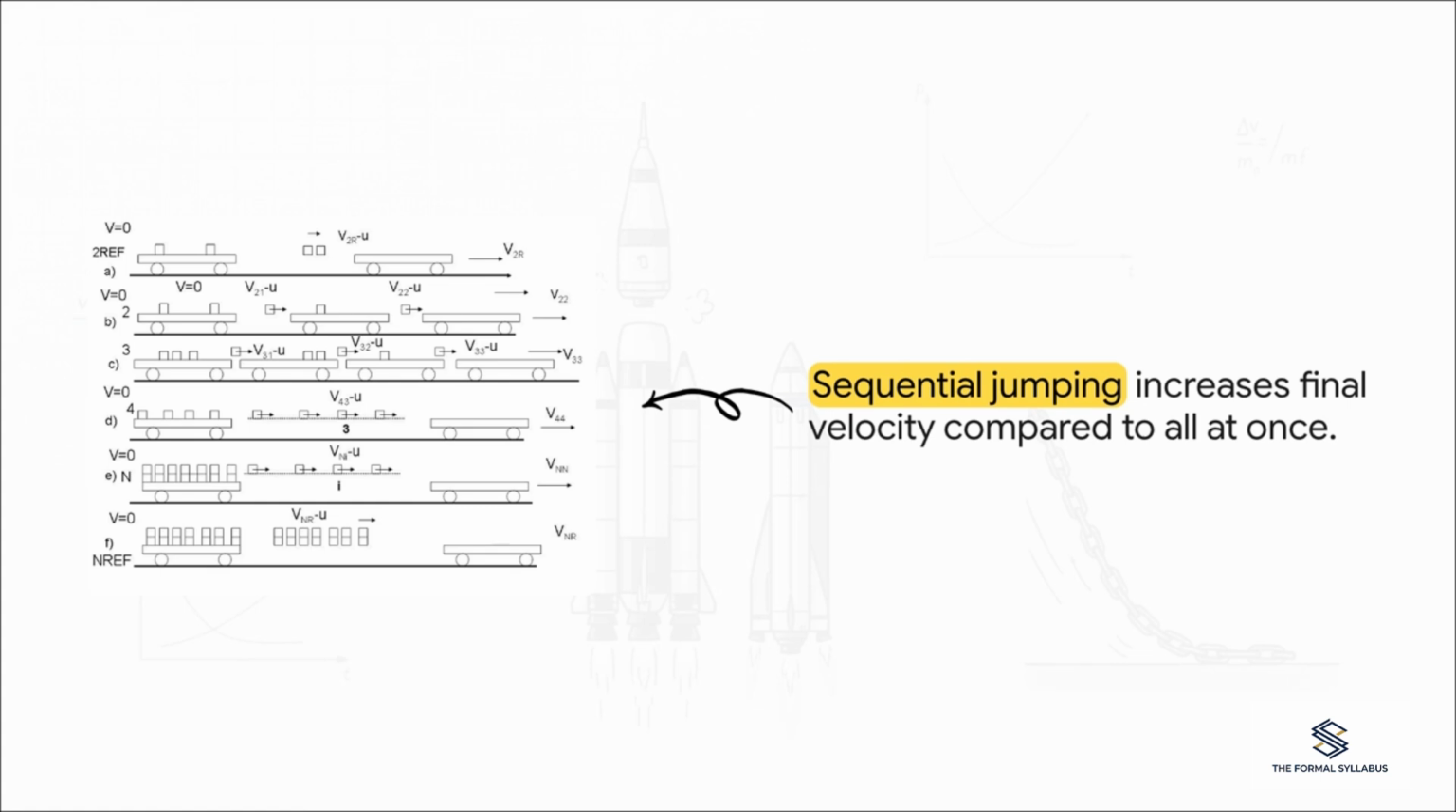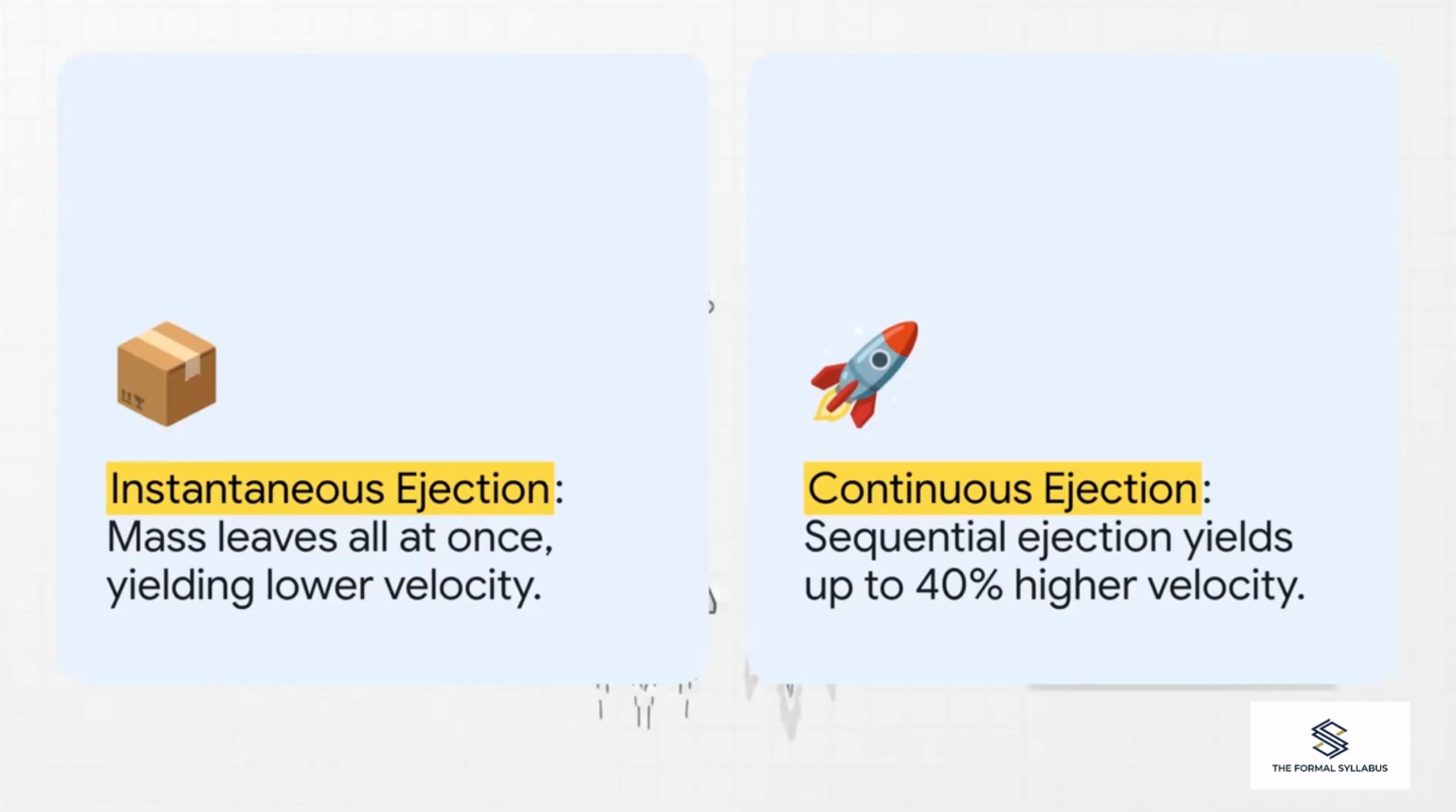As the cart speeds up, the next person to jump is actually pushing off a platform that's already moving. The takeaway here is absolutely crucial. Continuously throwing mass backward to go forward, which is exactly what a rocket does by expelling gas, is wildly more efficient than ejecting it all at once. In fact, continuous ejection can yield up to a 40% higher final velocity using the exact same amount of mass. That is a massive difference.